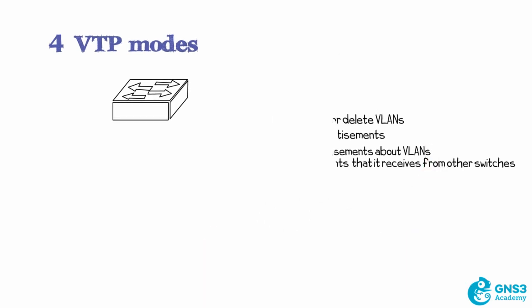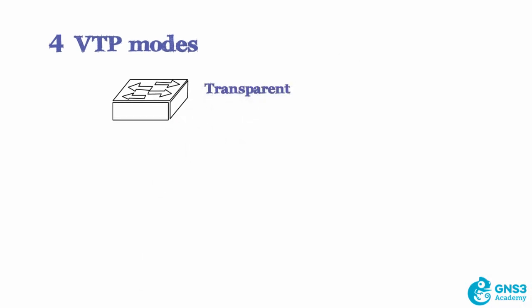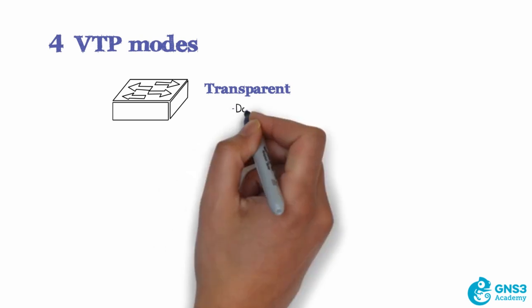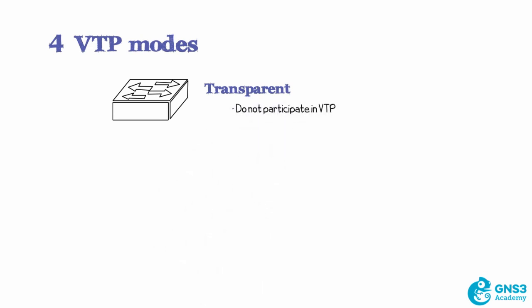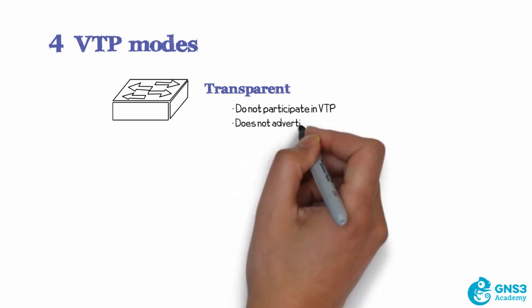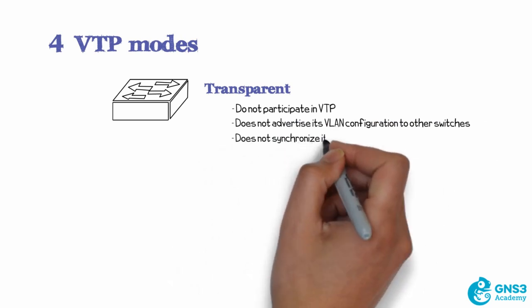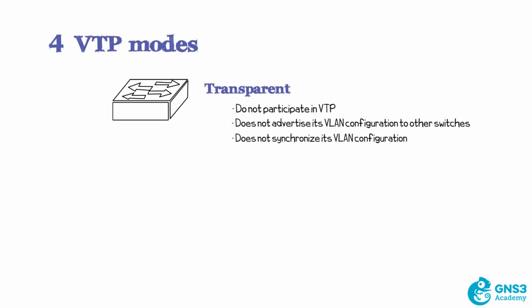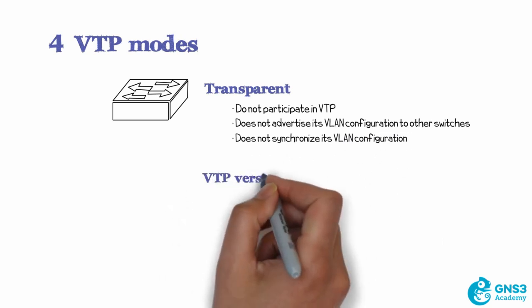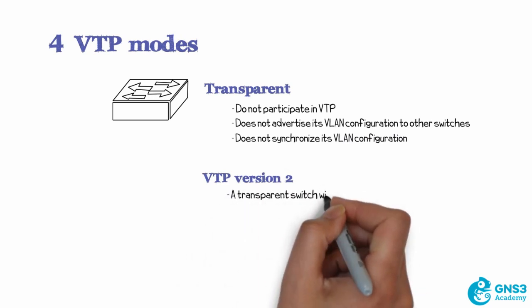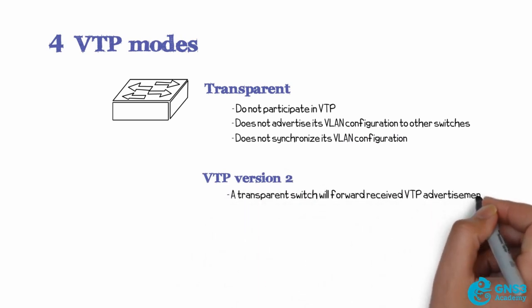The third mode is transparent. A VTP transparent switch does not participate in VTP. By configuring a switch in the VTP transparent mode, you are essentially disabling VTP. A VTP transparent switch does not advertise its VLAN configuration to other switches, and it does not synchronize its VLAN configuration based on received advertisements. However, be aware that in VTP version 2, a transparent switch will forward received VTP advertisements on its trunk ports.